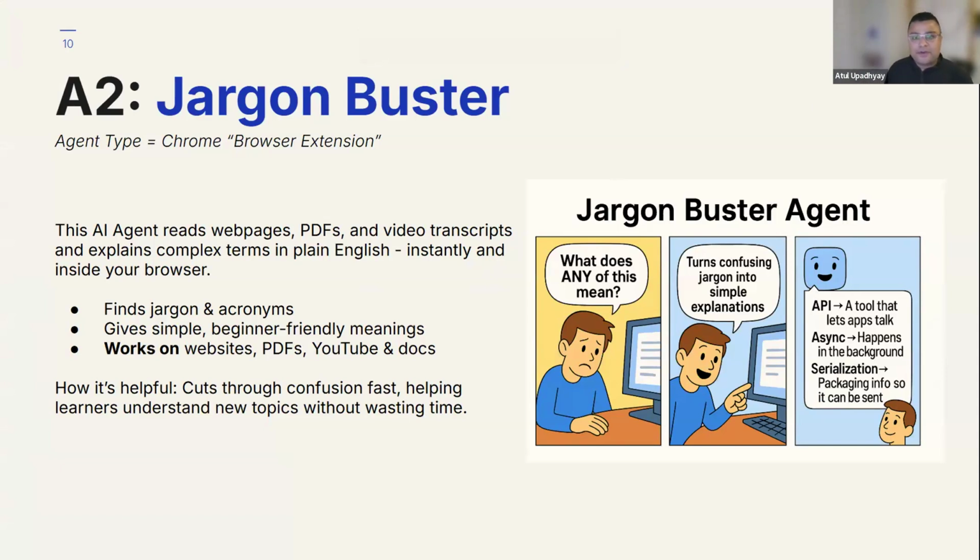The AI agent I'm going to build is called Jargon Buster. This agent makes online content easier to understand in terms of it finds those jargons, acronyms, confusing language or complex language, and gives a clear, simple, meaningful interpretation right in your browser, right? So you can use it on web pages, web articles, online PDFs, and also YouTube videos. So that's what the Jargon Buster is about in short. Next slide, please.